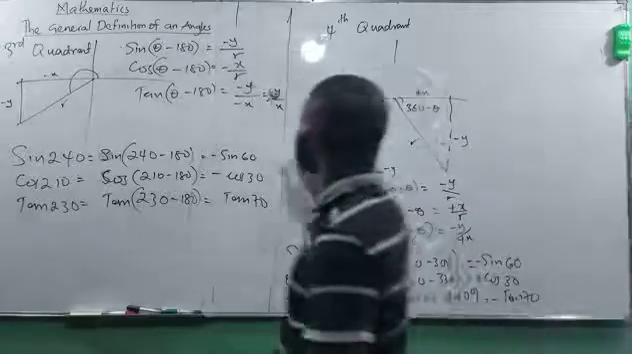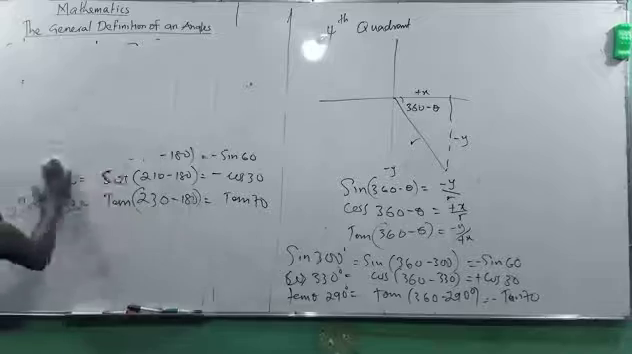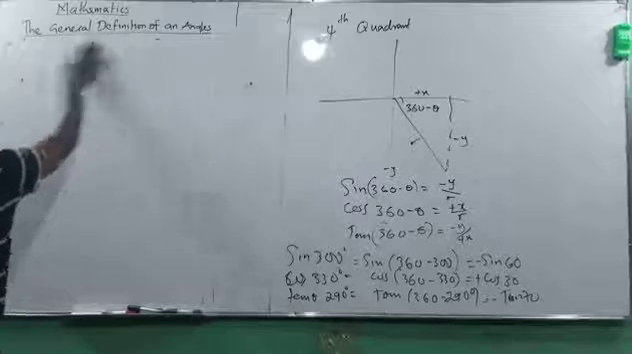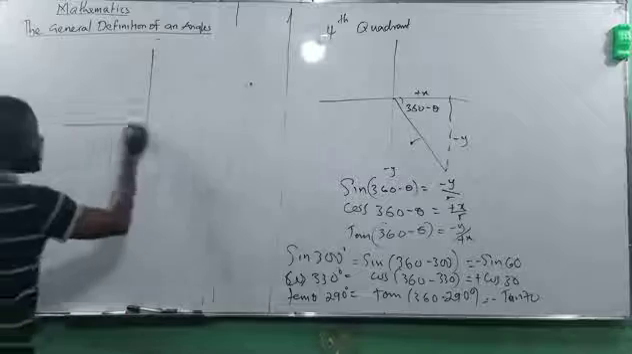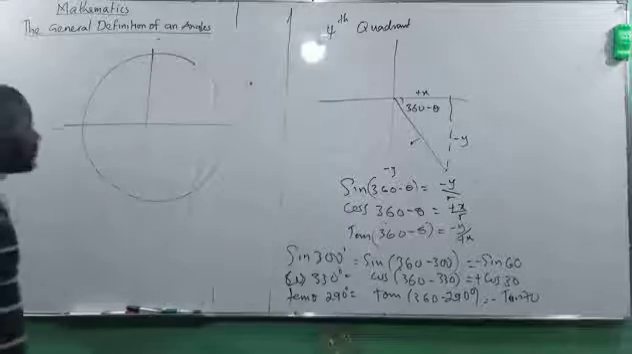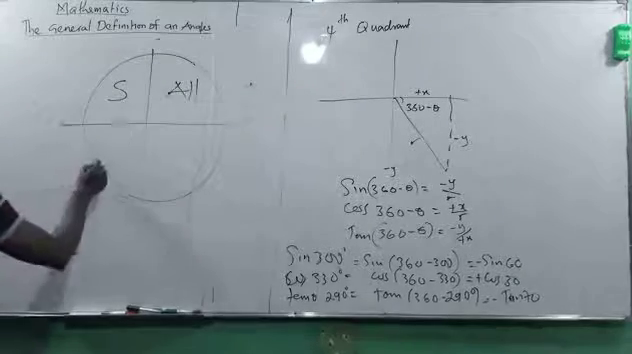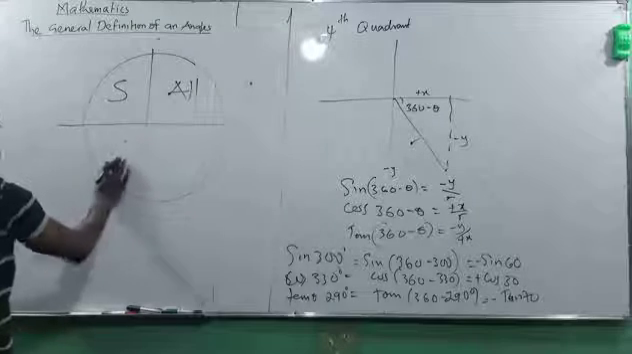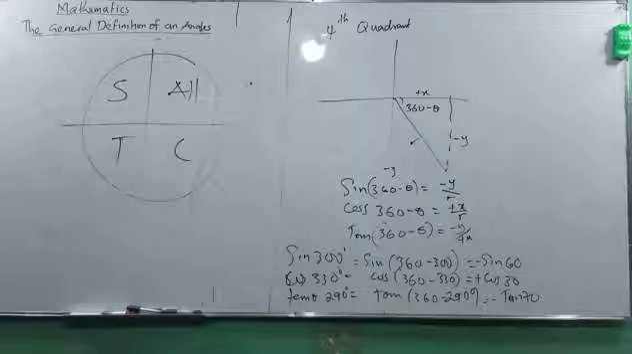Before I run out of this part, let me show you one or two things so that it will be very clear for you. Look at this. Normally, we always have it like this, and we have a circle like this. That is how the angle is being formed. Here is all, here is sine, here is tan, and here is cos. That is how it is being indicated.